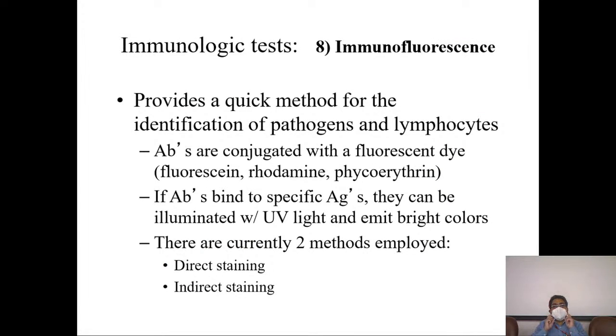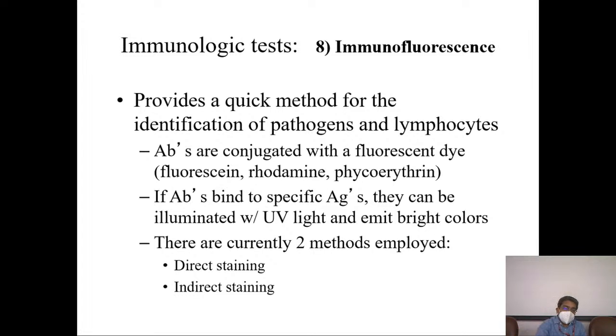Another application you should be aware of is immunofluorescence. In the ELISA we tagged an enzyme, in radioimmunoassay a radioactive compound, in CLIA a light-emitting compound like luminol, and in immunofluorescence we tag fluorescence-emitting compounds. It provides a quick method for identification of different pathogens. Antibodies are conjugated with fluorescent dyes like fluorescein, rhodamine, phycoerythrin. If the antibody binds to a specific antigen, it can be illuminated with UV light and emits bright colors.